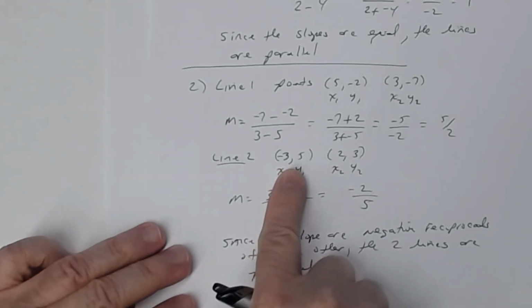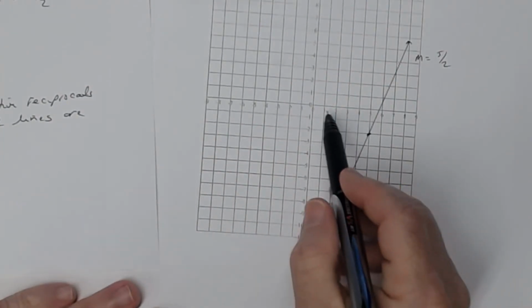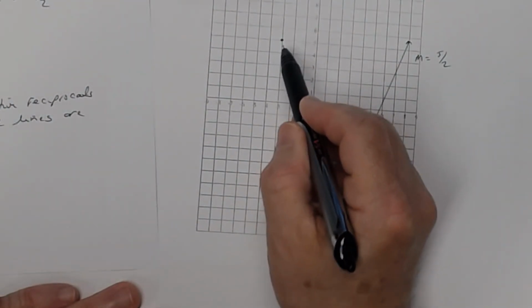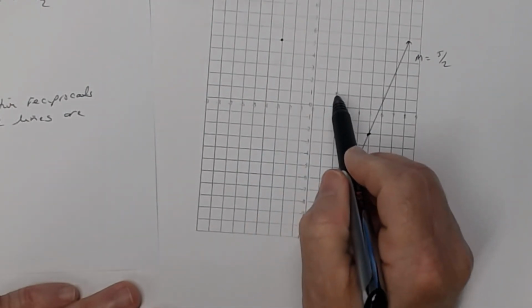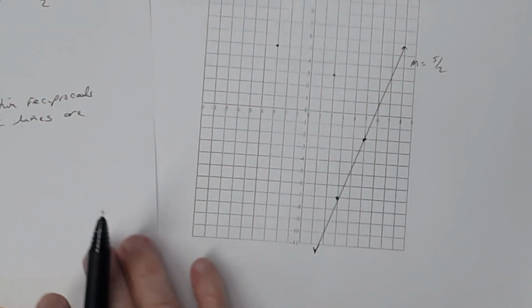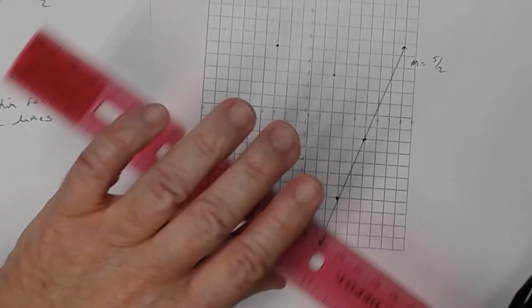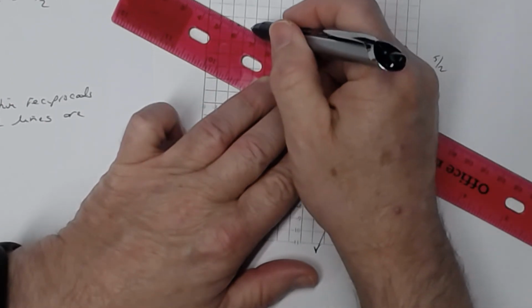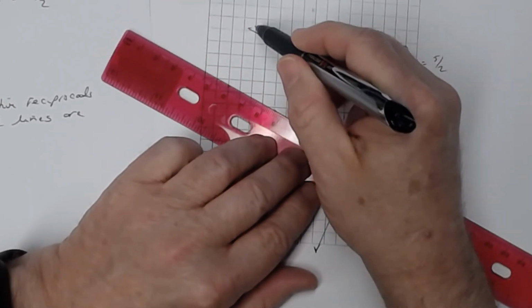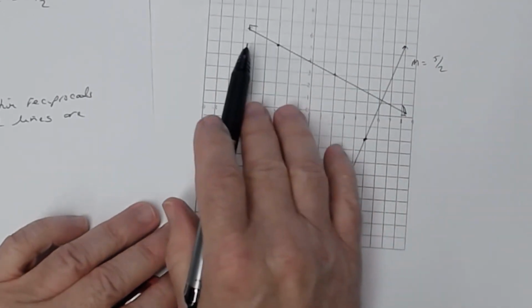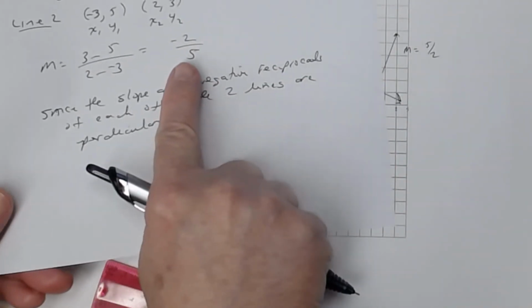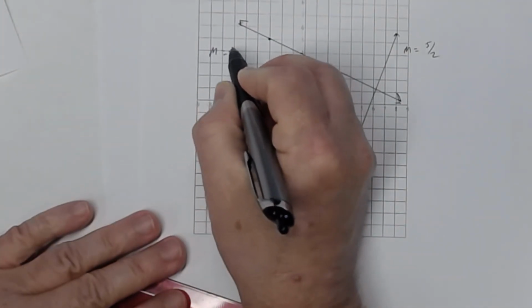The other line goes through the points negative 3, 5 and 2, 3. So when I plot that, negative 3, 5 is right here, and then 2, 3 is right here. So when I draw that line, it looks something like this. Okay? And notice that that line is falling as I go from left to right, so it's going to have a negative slope, and it does. That slope is negative 2/5.